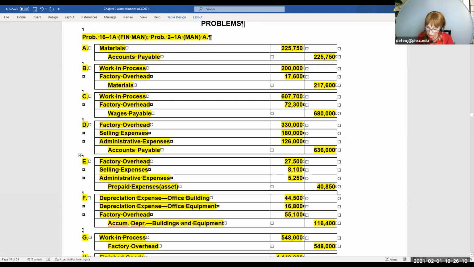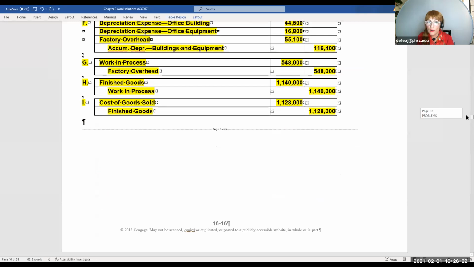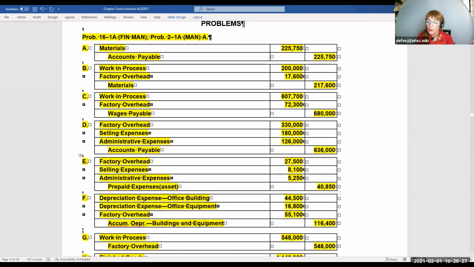They tell us that there's depreciation for the office building, the office equipment, and the factory equipment. However, the factory equipment gets charged to factory overhead. So it's a little tricky. The office building where the people work on the books and everything, that's depreciation expense for 44,500. The depreciation expense of the office equipment, another 16,800. But the depreciation on the factory equipment gets charged to factory overhead because that depreciation expense will go into the cost of the product they're selling. Anything involved in the factory is going to be in the manufacturing cost, not depreciation expense. Then we credit accumulated depreciation buildings and equipment by adding all this up.